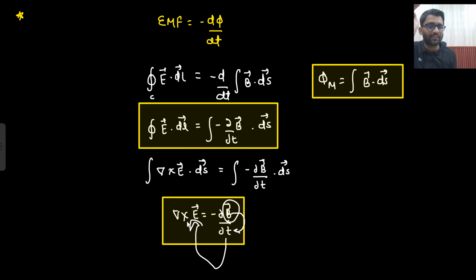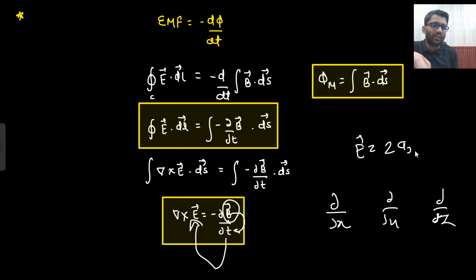Why am I saying space varying? Because what is del? Del by del x, del by del y, del by del z. So E has to be a function of space, no? If E is not a function of space, let's just say E is something like 2a x cap, then what will be the answer of del cross E? 0. Then del B by del t is also 0.